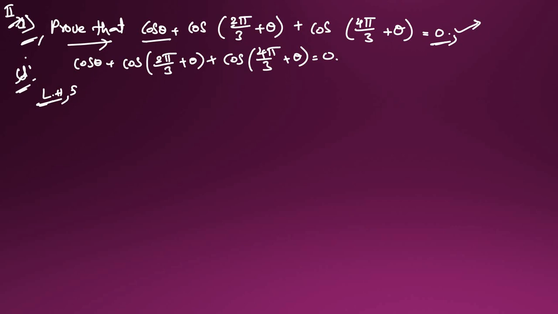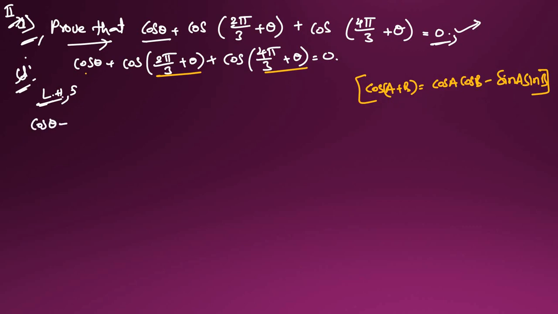We will take the LHS. First we have to know something here. What is cos of A plus B equal to? Cos A cos B minus sin A sin B will come. So this is the formula we have to use, and we will use it in this form, okay? So I will take the LHS here. The LHS is cos theta plus cos of 2 pi by 3 plus theta plus cos of 4 pi by 3 plus theta, and I will solve this one.